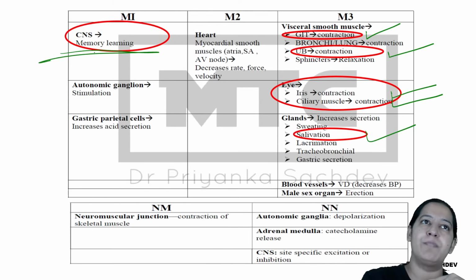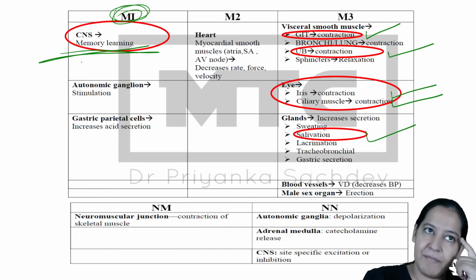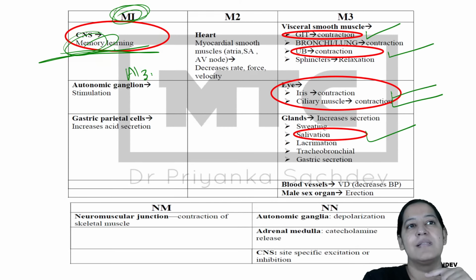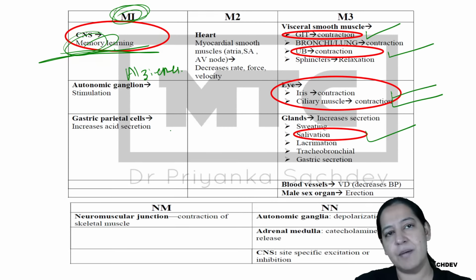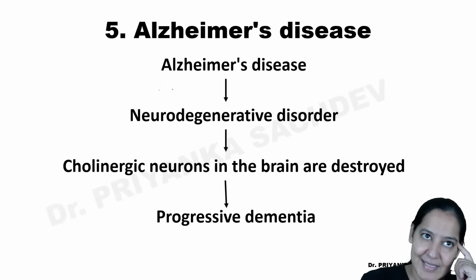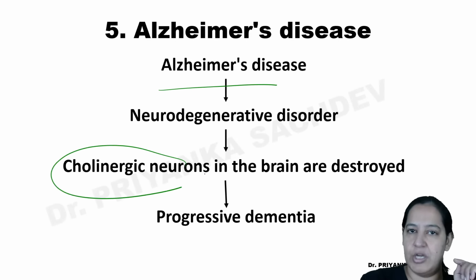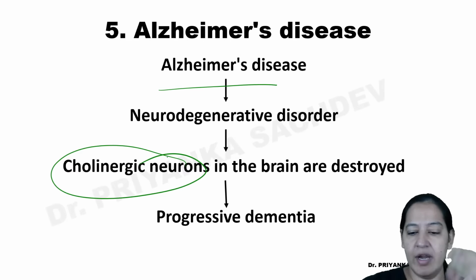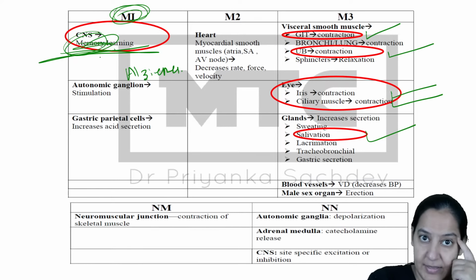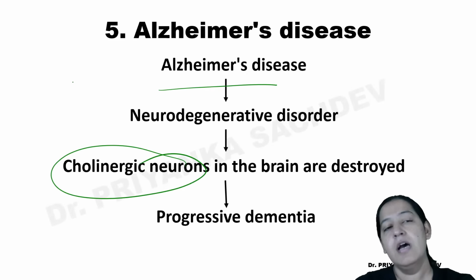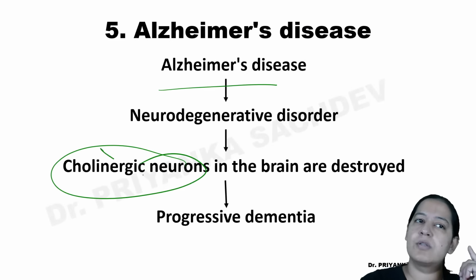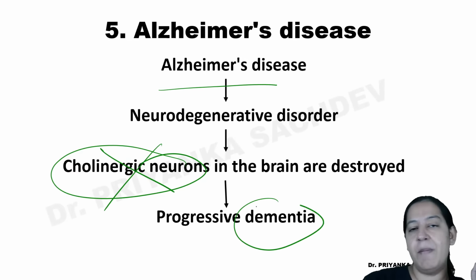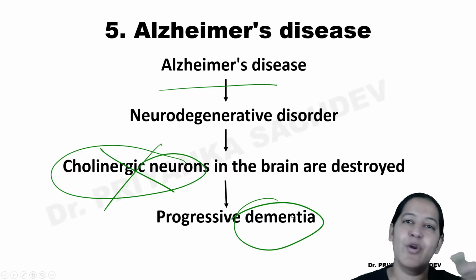Coming to the fifth use, based on the M1 receptor. The M1 receptor is present in the brain. In the brain it causes memory, so these are useful in Alzheimer's disease. What is Alzheimer's disease? In the brain we have cholinergic neurons which secrete acetylcholine, and this acetylcholine helps in memory. In Alzheimer's disease there is destruction of these neurons, so there is less acetylcholine and the patient presents with dementia. Decreased memory is known as dementia.